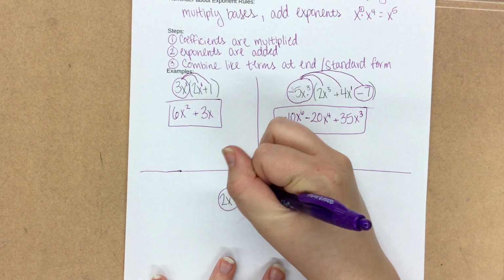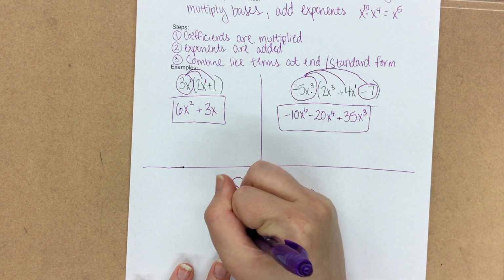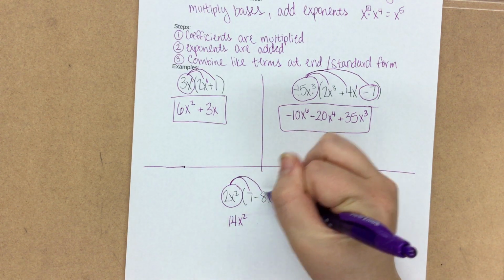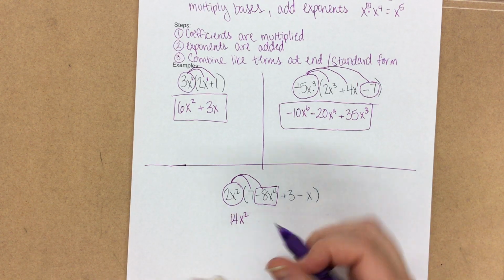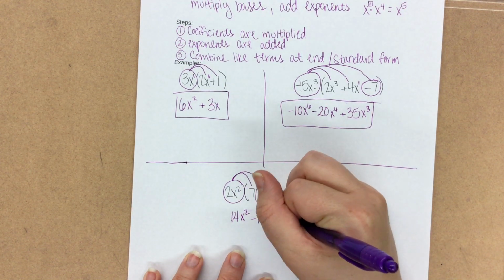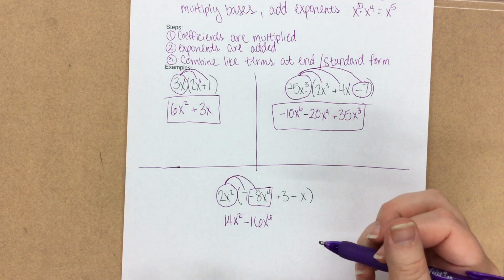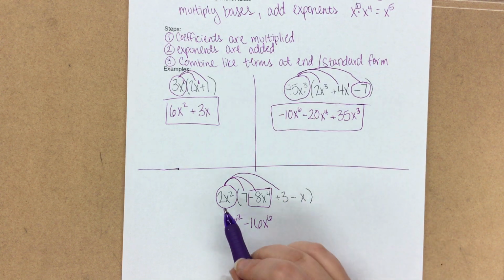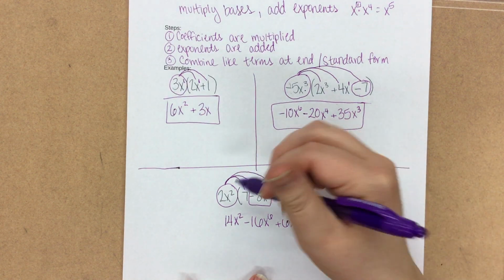So let's get started. I'm going to start by multiplying it by 7 first. So the 2 times the 7 makes 14, and I'll just include that x squared on the end. 2x squared times negative 8x to the 4th. So 2 times negative 8 makes negative 16. X squared times x to the 4th makes x to the 6th. And then 2x squared times a positive 3. So 2 times 3 makes 6. And then I will have an x squared attached.